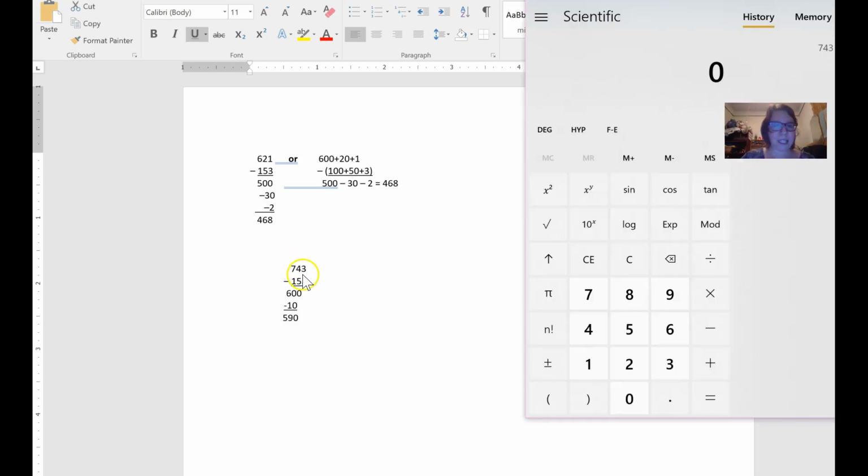So did you get a chance to try it out? You can see over here, I'm using my calculator just to check that I got it right. We have 700 minus 100, 600, and then 40 minus 50 is negative 10. So that, and then 3 minus 3, I don't need to do that, it's 0. You can put the 0 in if you want. And so I get 590.